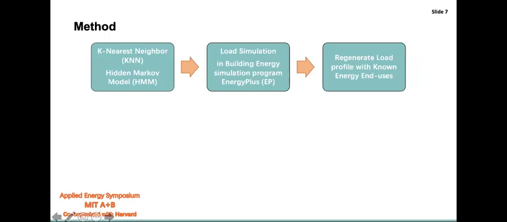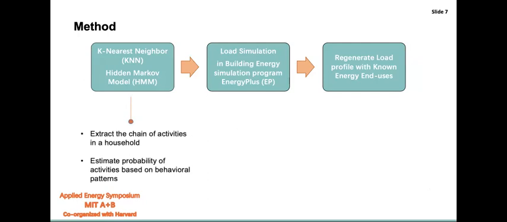So in this slide, the diagram is showing the overall workflow of the method. The first step is using hidden Markov model algorithm on the energy data set we have. In this step, we extract the chain of activities of the household in each day, as well as probability of activities based on behavioral patterns.